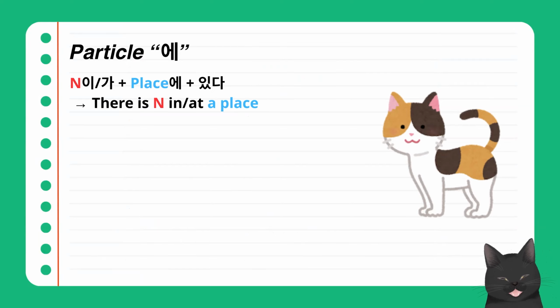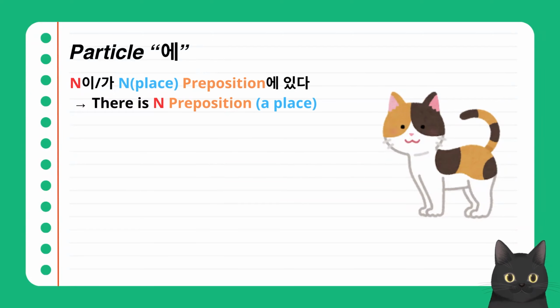Now that we've learned some prepositions, let's review the grammar structure we mentioned earlier. Noun, 이/가, place, 에, 있다, which means there is a noun in or at a place. To include a preposition, you can insert it between the place and the particle 에. So it becomes noun, 이/가, place, preposition, 에, 있다. In English, this becomes there is a noun, preposition, a place.